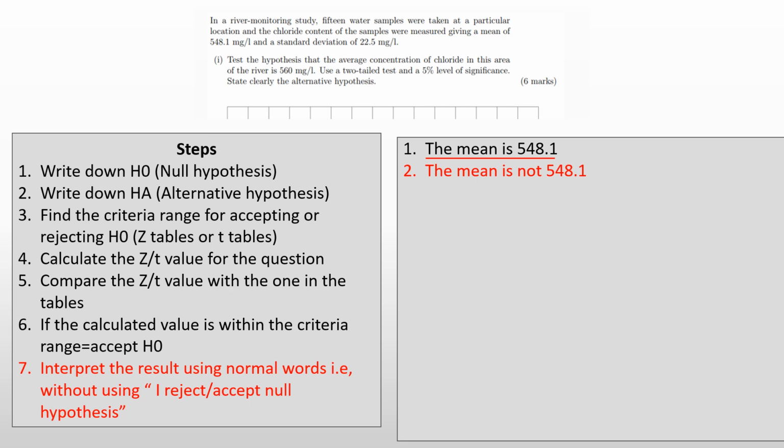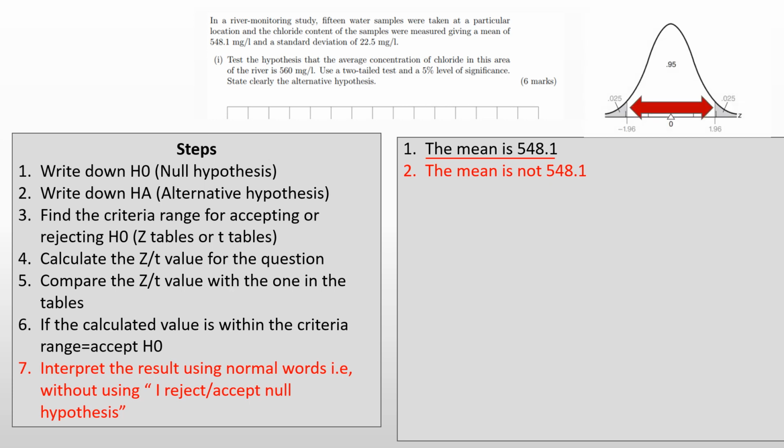So these are usually the opposites of each other, right? So they're easy to write. If you just find the null hypothesis, which is saying the mean is 548, the alternative then, you would say the mean is not 548.1, right? And that's it. So that's the step that a lot of people miss, and they get the question wrong at the end in terms of interpreting it, but it's quite a simple step.